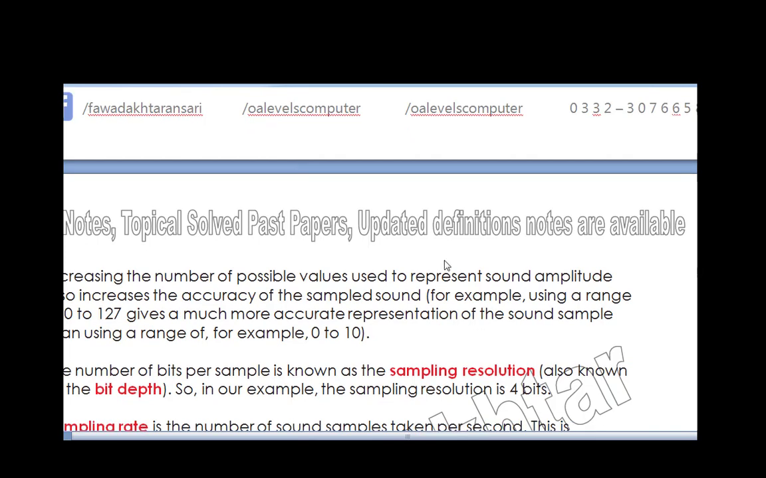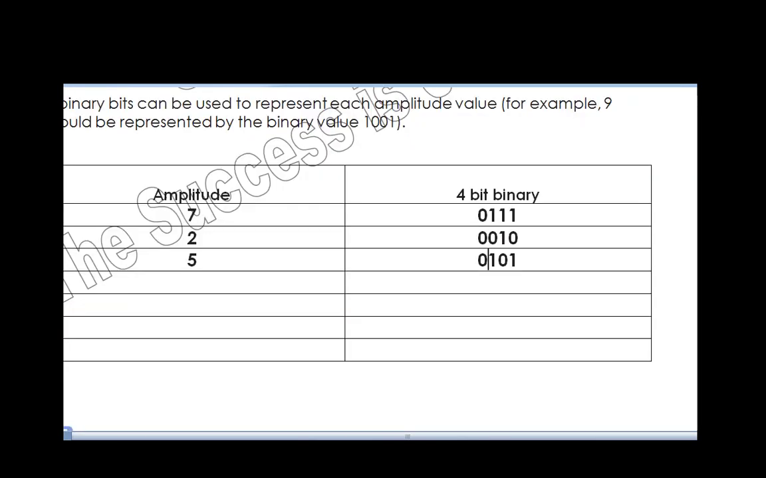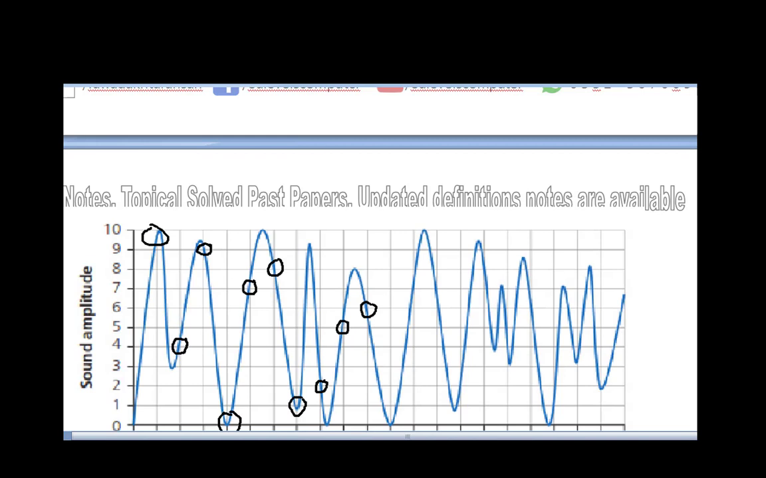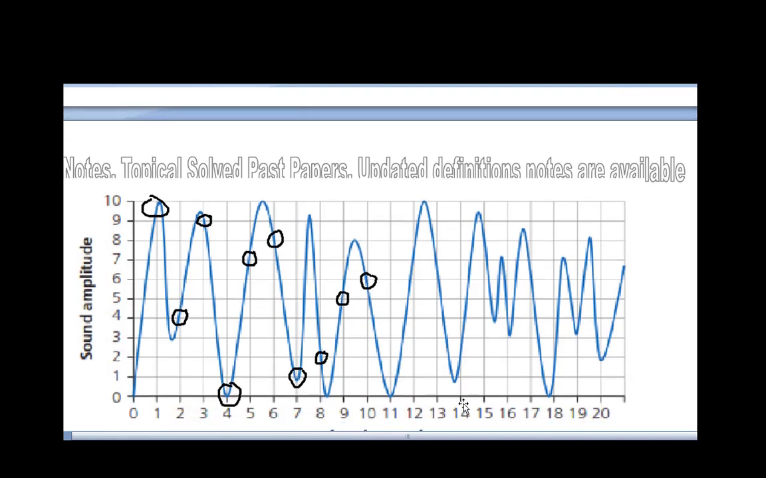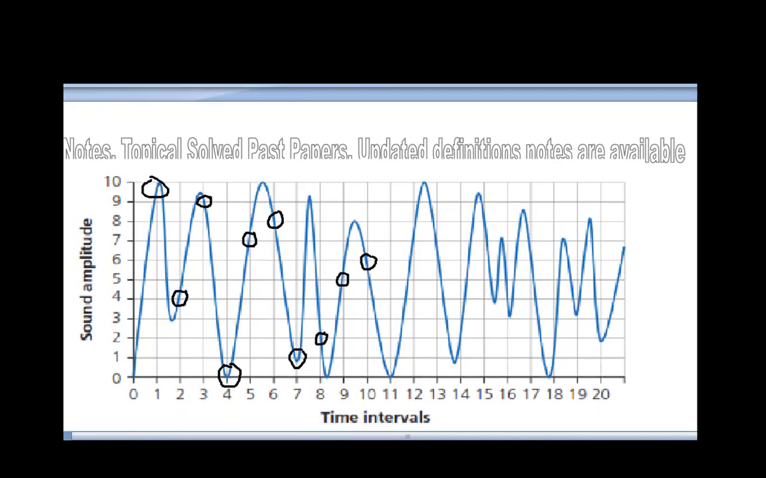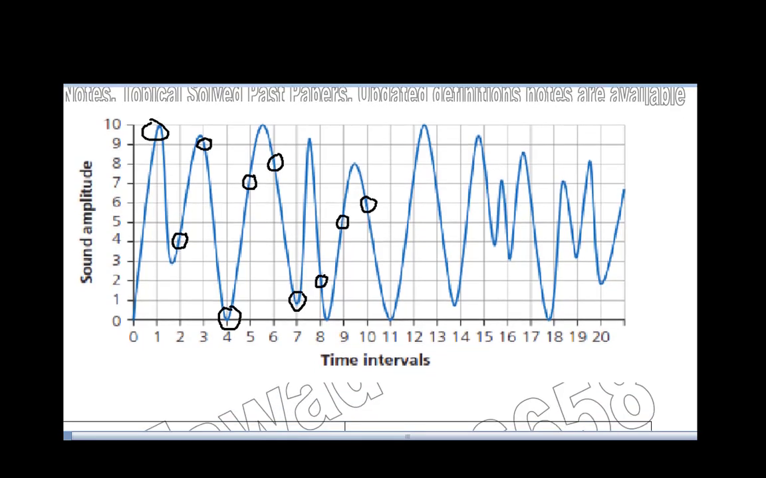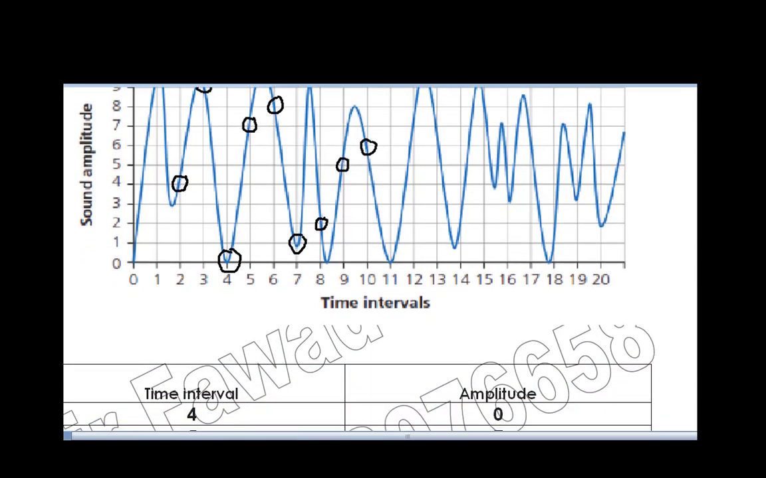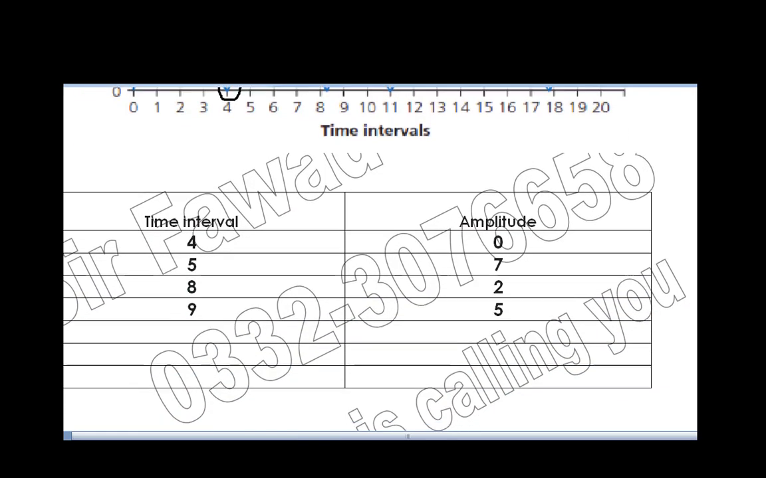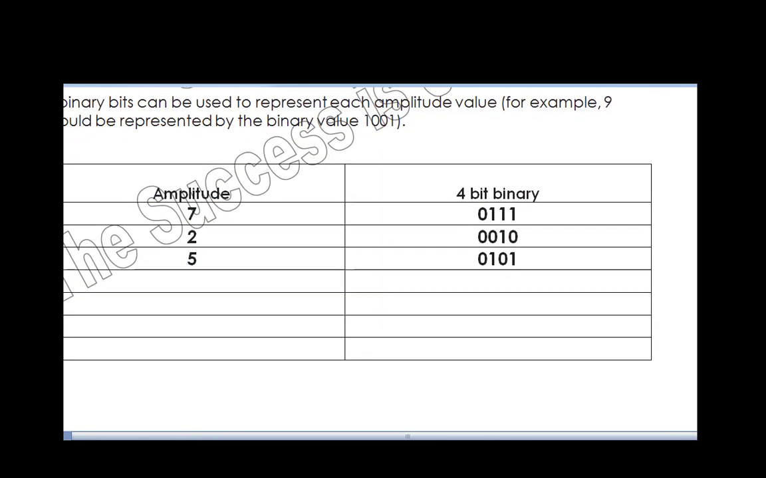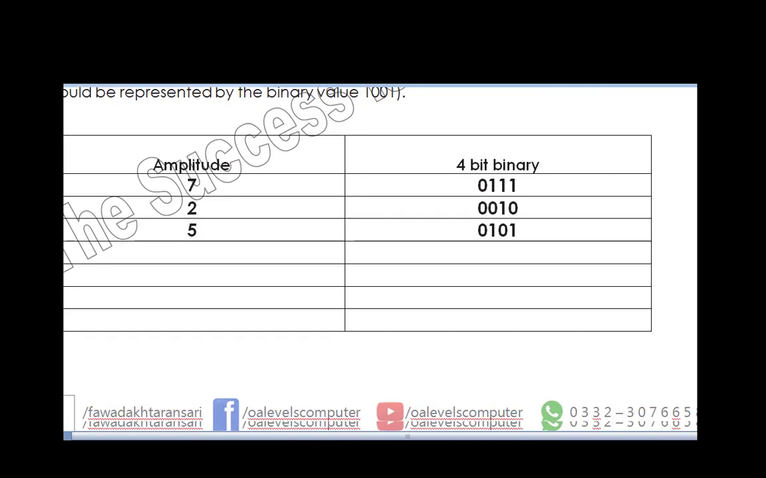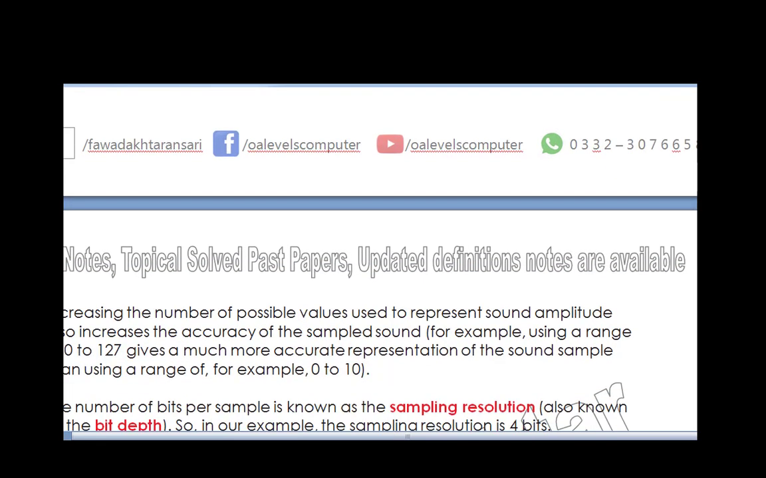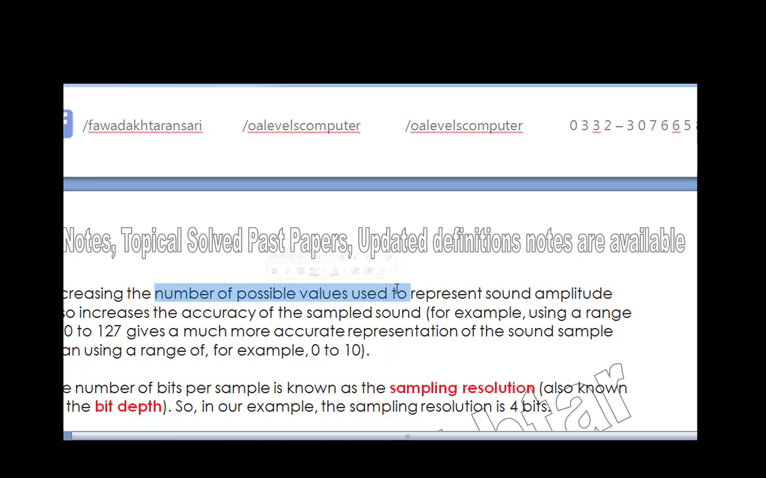Alright, so as you can see, we have seen the graph, like this graph. Its range is from 0 till 20, right? 0 till 20. So if we increase the time interval of it, like 0 till 127, then we will receive more digital data. So the point that we see here in the paragraph, let me interpret for you, is that increasing the number of possible values to represent sound amplitude also increases the accuracy.